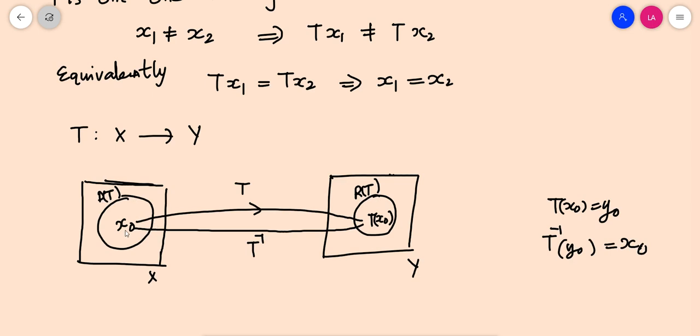If the image of x naught under T is y naught, then the inverse image of y naught under T inverse is actually x naught. So this is the basic definition of the inverse of a linear operator. If T is a transformation from D(T) to R(T), with the element x naught having image y naught, then we can define an inverse from R(T) to D(T) satisfying T inverse of y naught is equal to x naught.